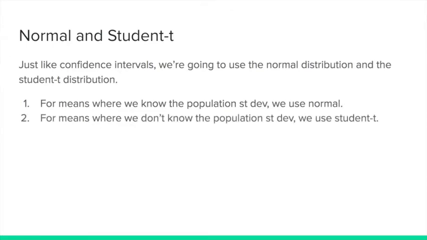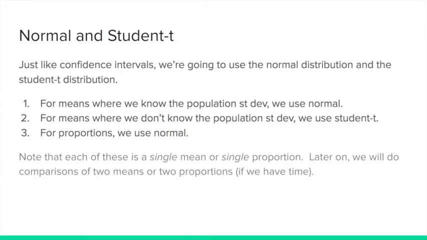If we're testing a mean and we don't know the population standard deviation, so we don't have sigma, then we use the student t. So in that case, in our calculator, we'd be using the t-test. And finally, if we're testing a proportion, we're going to use the normal distribution again. This one will be 1 prop z-test in the calculator. That is all for Section 9.3, which is why we're moving on to Section 9.4.